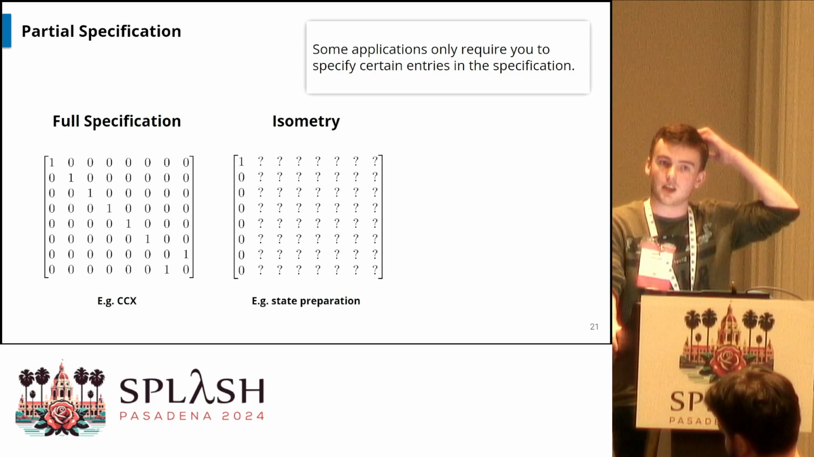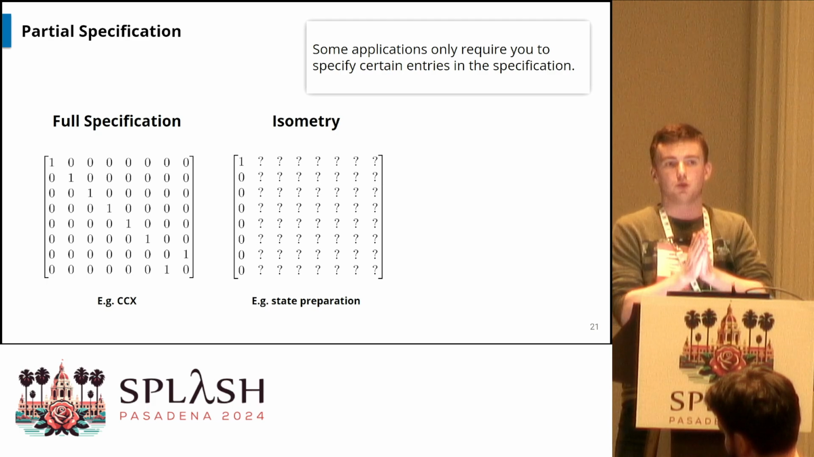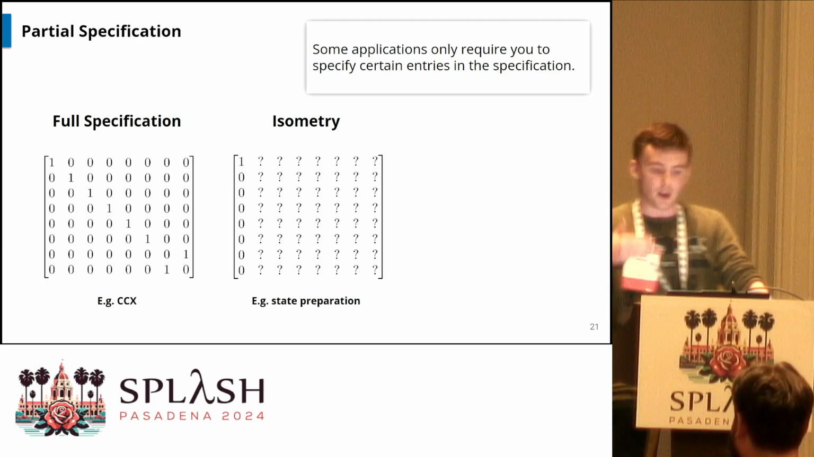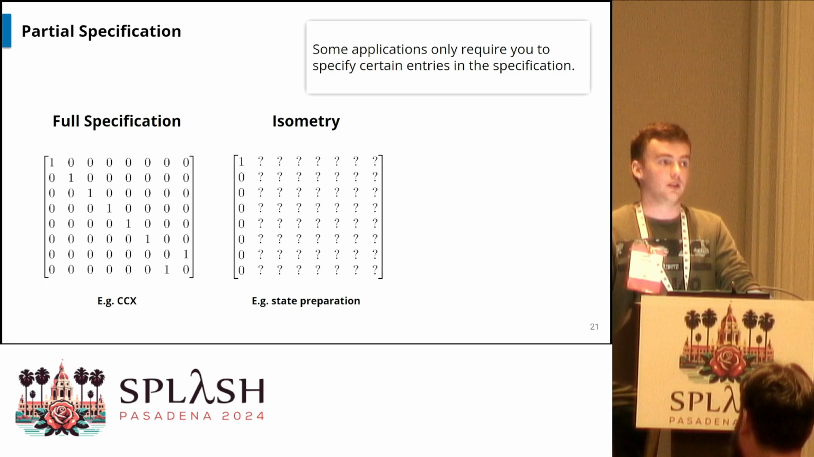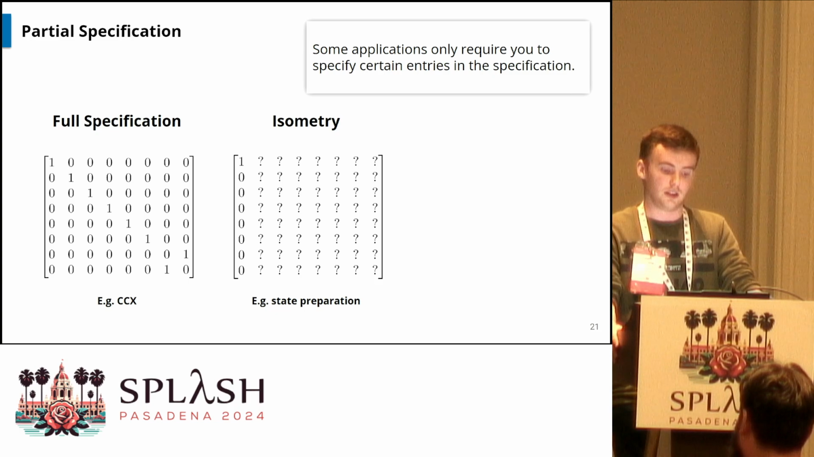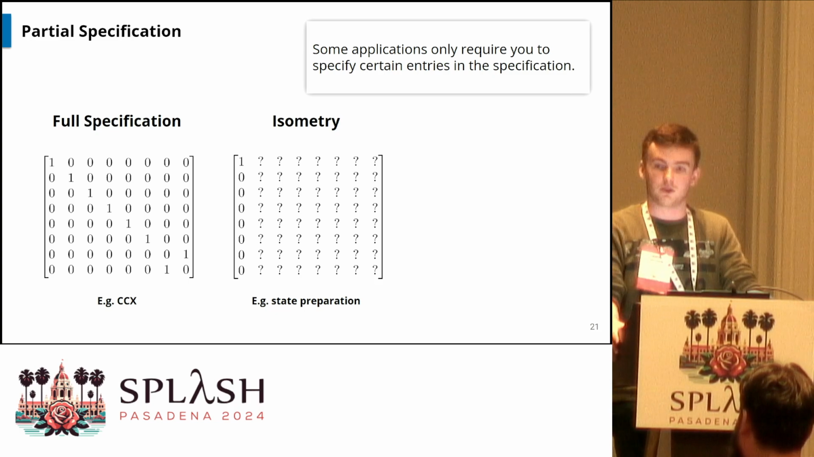When does this happen? Well, for example, in state preparation, you know that your input qubits are in the 0 state, and therefore you do not care what your operator would do if you had any other input state than the 0 state, which corresponds to this matrix here.